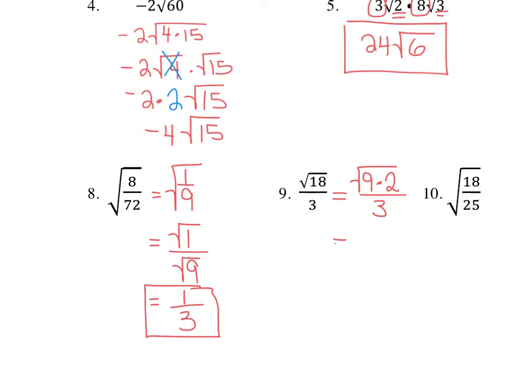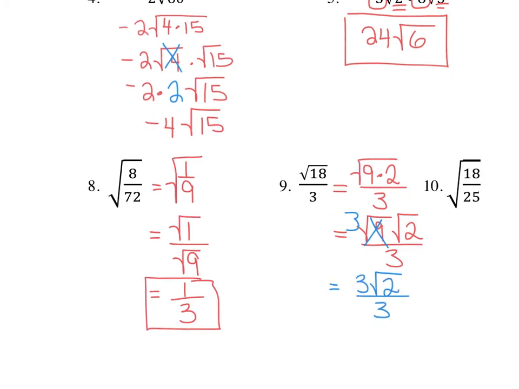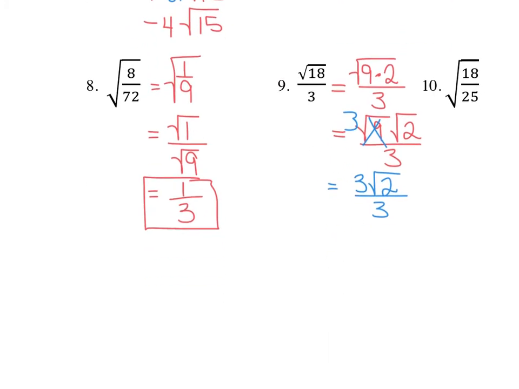Okay, so now, if I was to rewrite these separately, if I want to, I don't have to do this step that I'm doing right here. The square root of 9 times the square root of 2, square root of 9 is 3. So this is going to equal 3 square roots of 2 over 3. Now I see that I have these 3's in common, and those can be canceled because they're both outside of the radical sign. So I'm left with square root of 2.